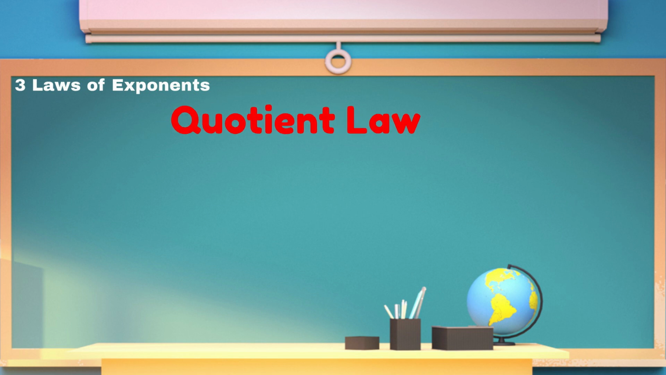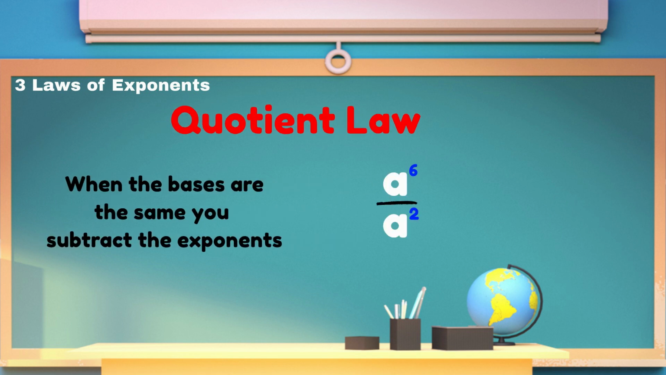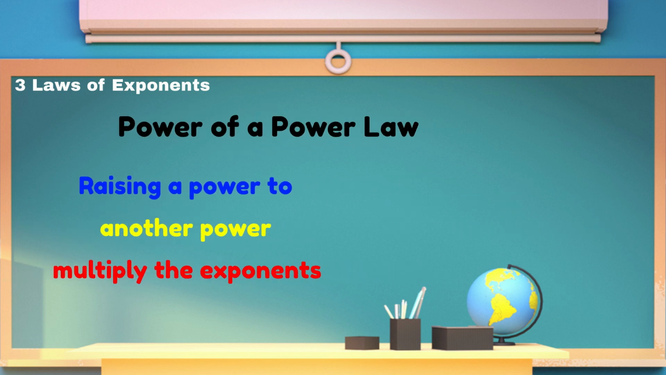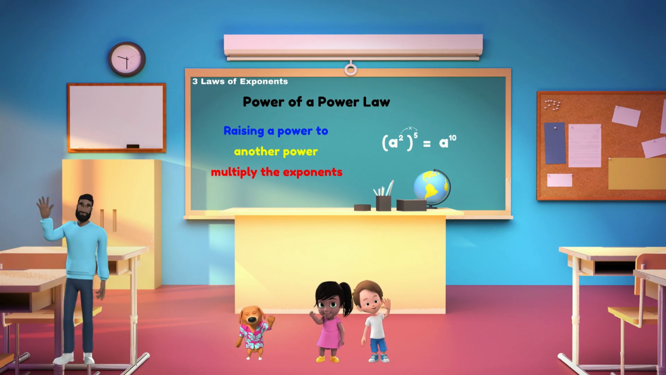Let's recap. Product law says that if the bases are the same, we add the exponents. Quotient law says if the bases are the same, we subtract the exponents. And power of a power law says when raising a power to another power, we multiply the exponents.